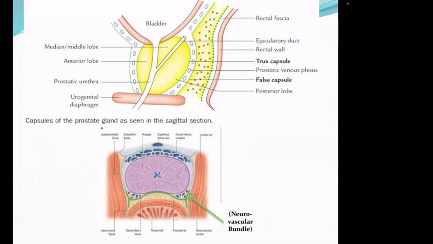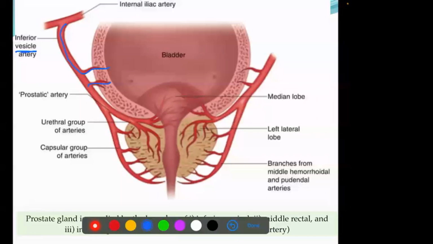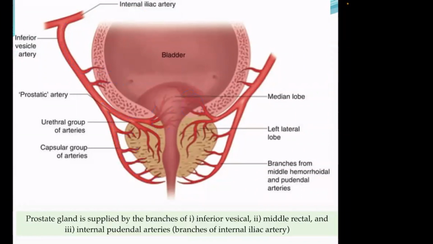The inferior vesical artery is the main artery for the prostate, which is a branch of the internal iliac artery, and it supplies the bladder and prostate. You can see the distribution. This artery has major branches at the 5 o'clock and 7 o'clock positions. So during section of the prostate, we know the positions where the artery is situated, and while dissecting those areas, we'll be very careful, and we always coagulate the bleeding site. Besides that, it also gets supplied from the middle rectal artery and internal pudendal artery.